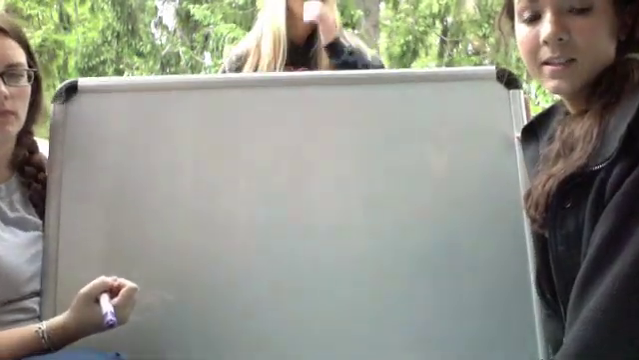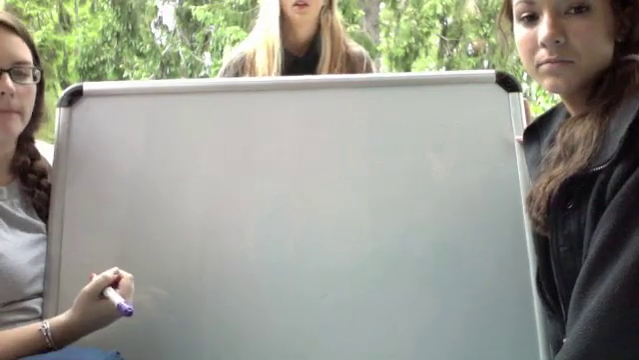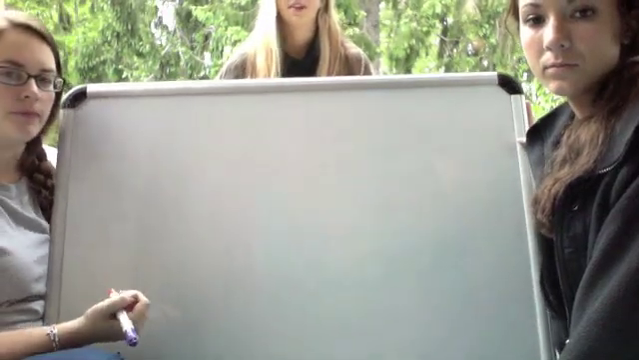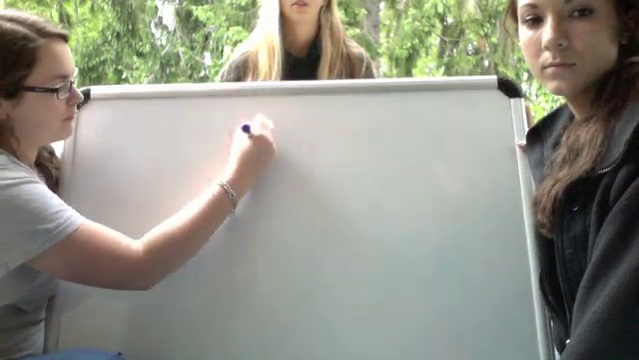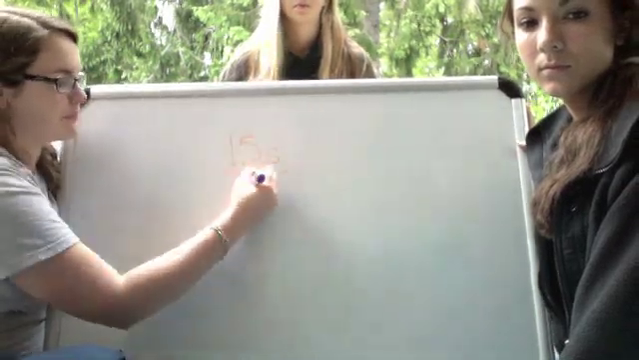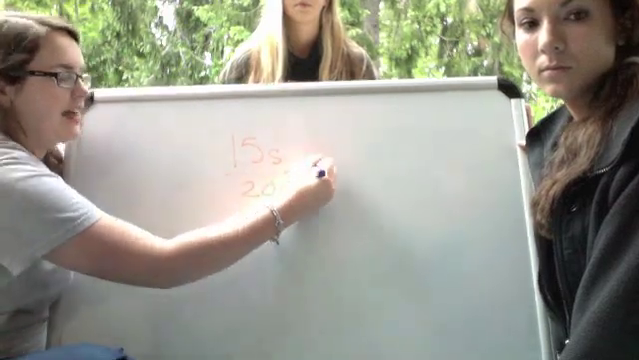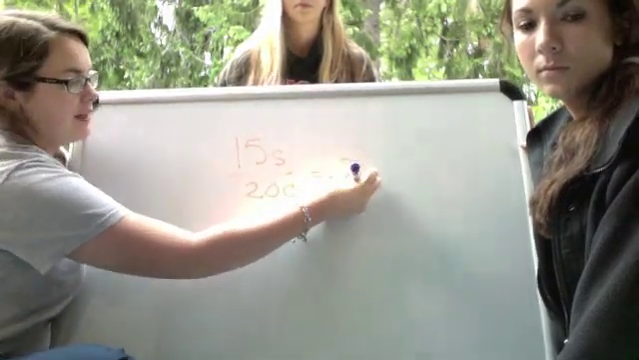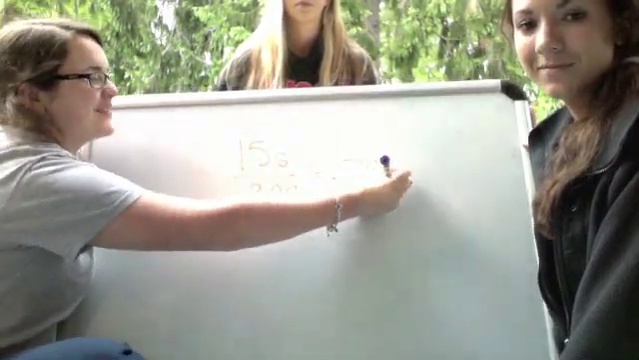In 15 seconds, I completed 20 cycles. To find the period, you divide 15 seconds into 20 cycles. And you get 0.75 seconds per cycle.